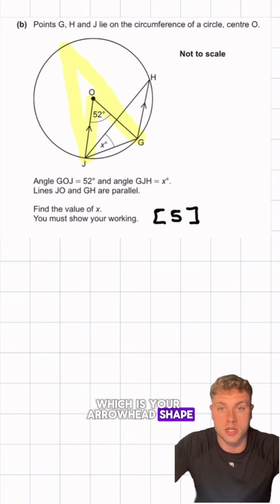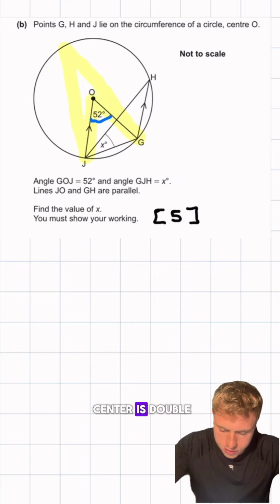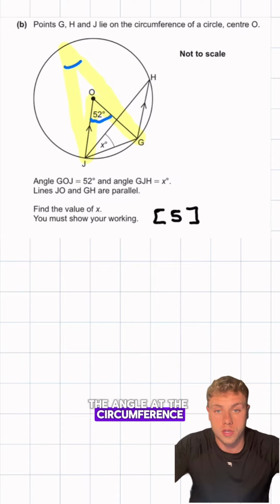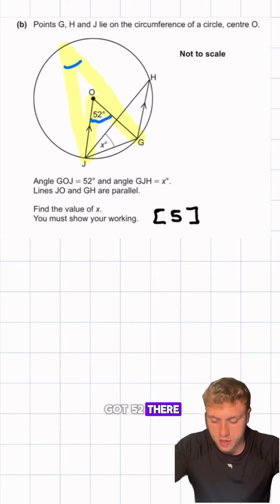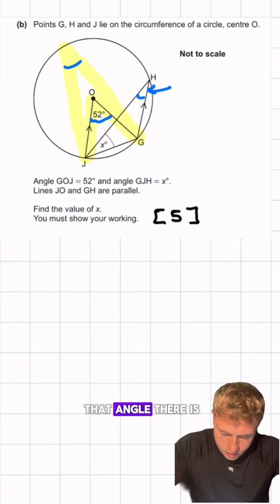which is your arrowhead shape. What you should know about your arrowhead shape is the angle at the center is double the angle at the circumference. So therefore, if I've got 52 there, this angle here must be 26. Well, it's not actually over here, it's actually here. So that angle there is 26 degrees.